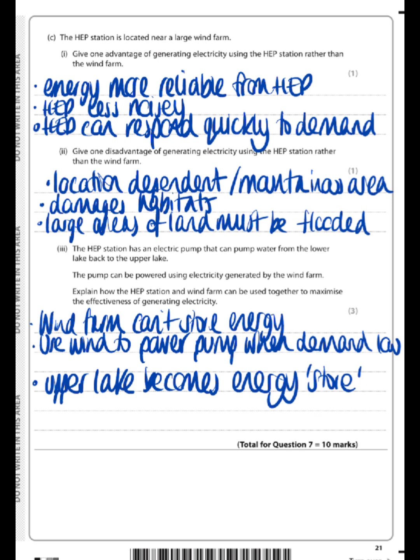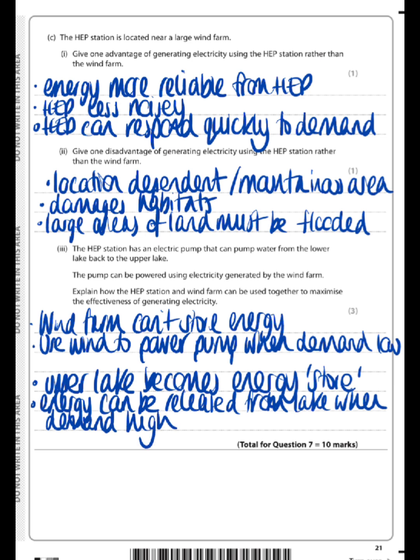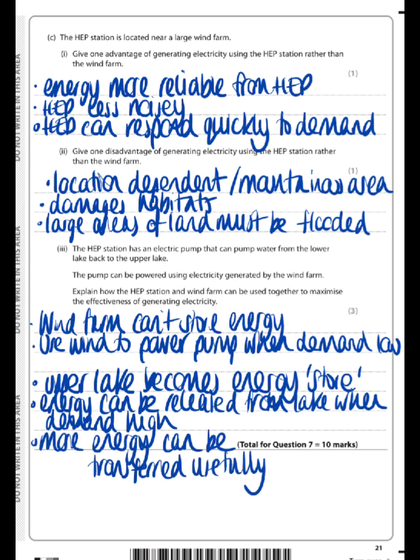And if we've got this great big body of water at the top, the way that we can use it is when demand is required, energy can be released from that upper lake whenever the demand is there. And then if we use those 2 things together, what we're finding is that more electricity or energy can be transferred usefully. You could talk about less energy being lost or less energy being wasted. So any of those would work. Any 3 from those would get you the mark.